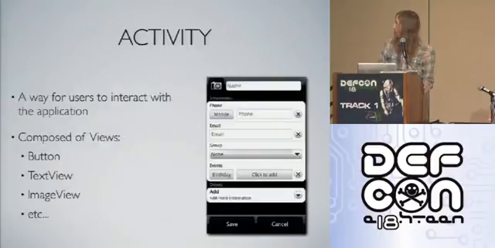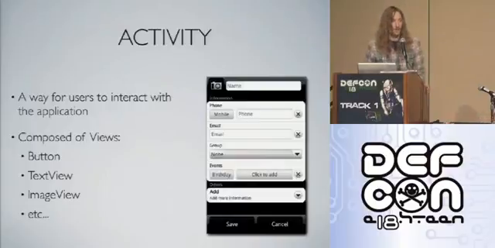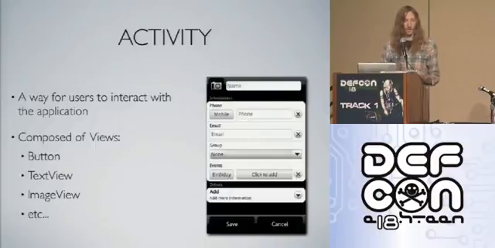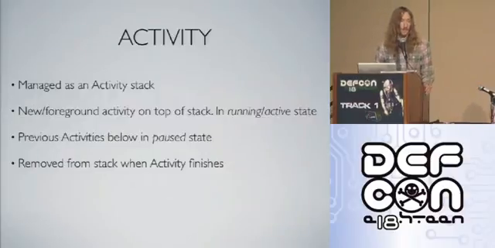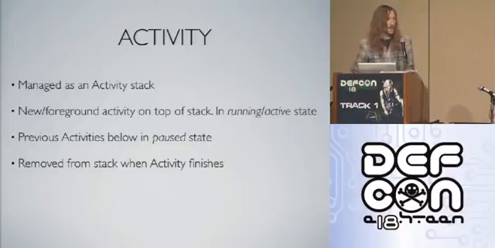Activities are basically just UI screens for Android, a way for the user to interact with the application. The activities themselves are composed of a bunch of UI widgets called views, which are your button views, text views, that kind of stuff. The activities are managed in what's called an activity stack, meaning that any new activity created is going to be at the top of that stack on the screen, and any other UI screens are going to be down below that on the stack.